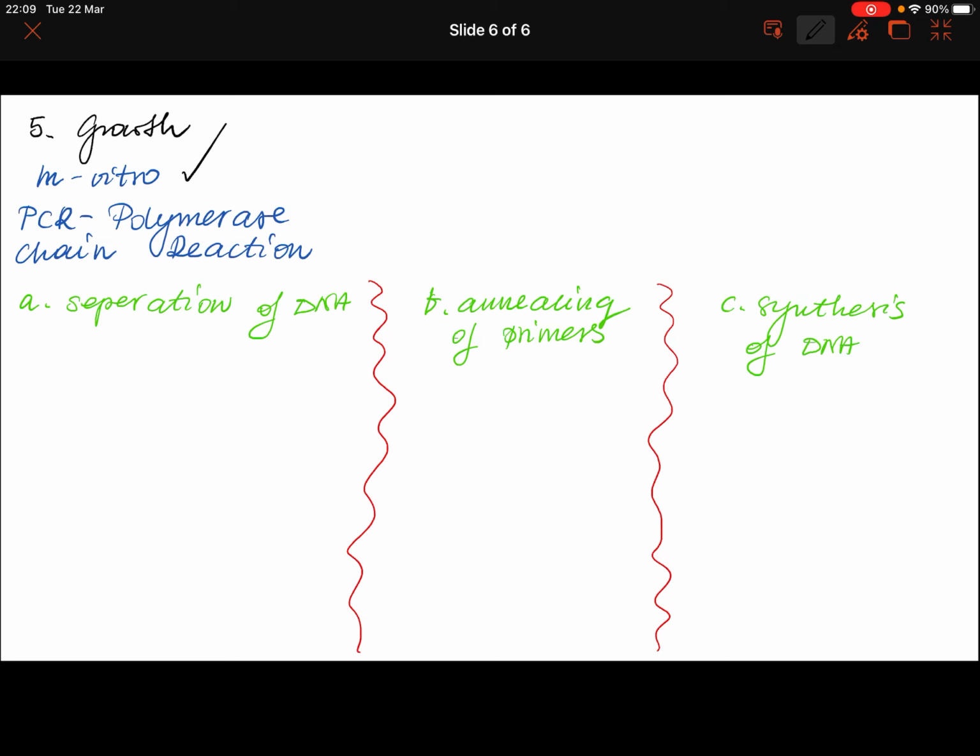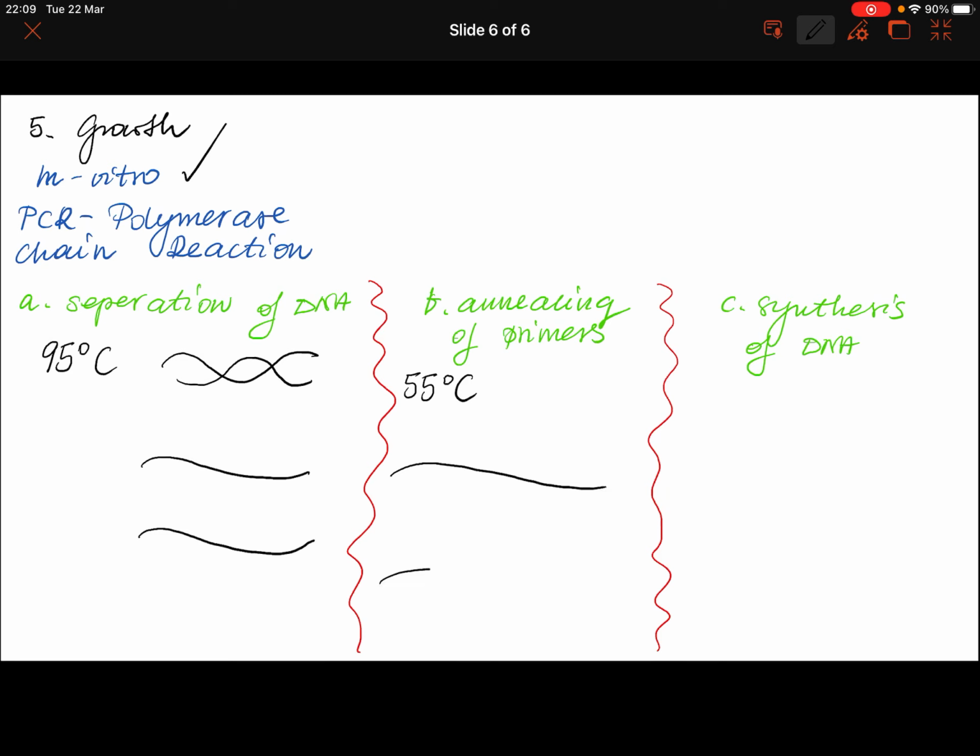First stage is the separation of DNA. Here, we will not use DNA helicase as we used in DNA replication. Instead, we will use the high temperature of 95 degrees. This high temperature will allow those strands to separate, so we've got 2 separated strands of DNA. Next stage is the annealing of primers. For this, I need to decrease temperature to around 55 degrees.